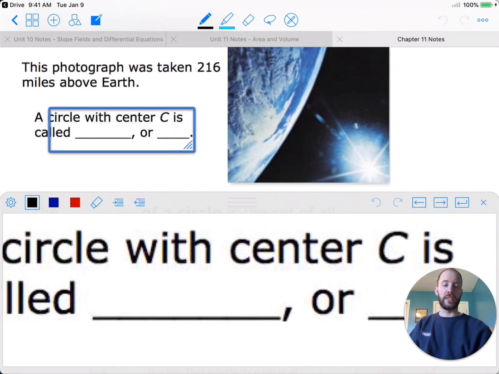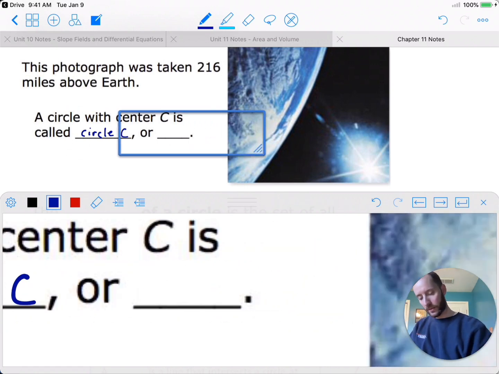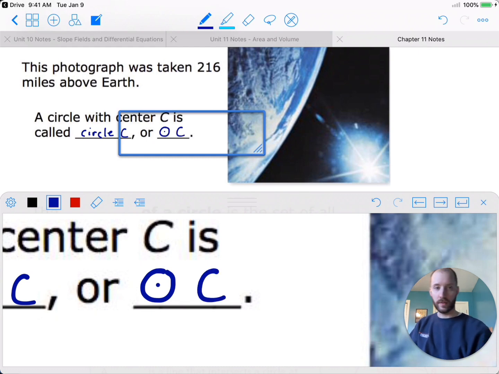A circle with center C, we call it really creatively circle C. Or if we're feeling like we want a shorthand, go circle C. Alright?